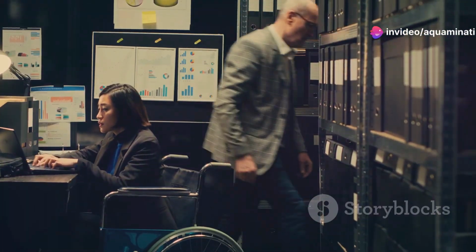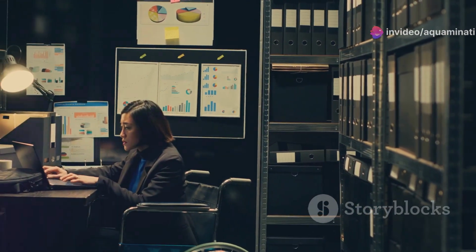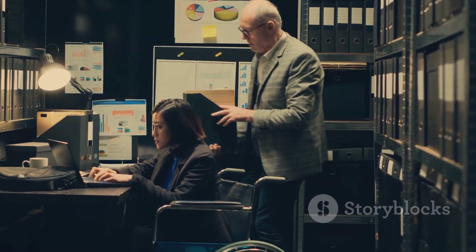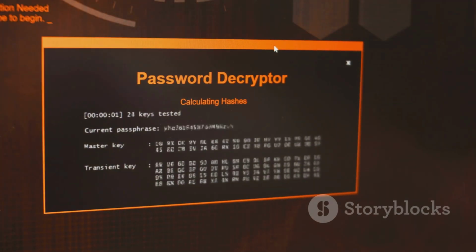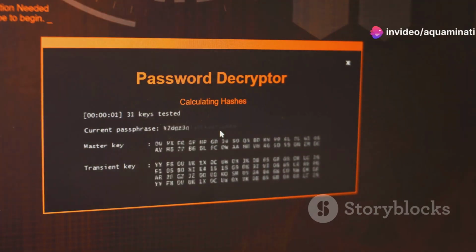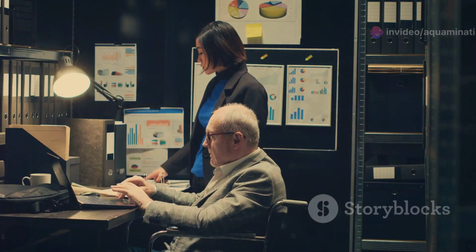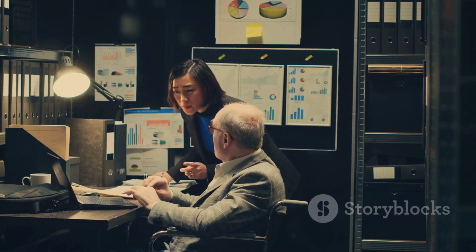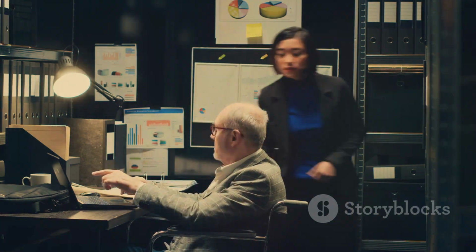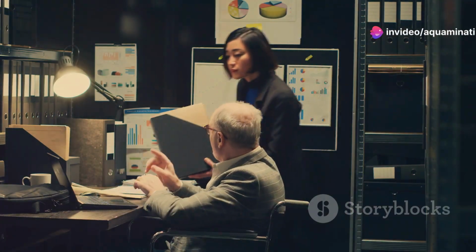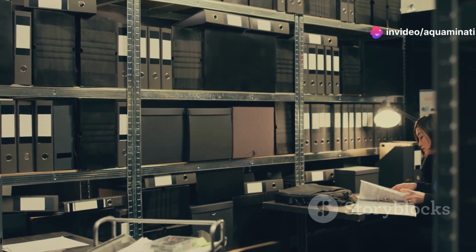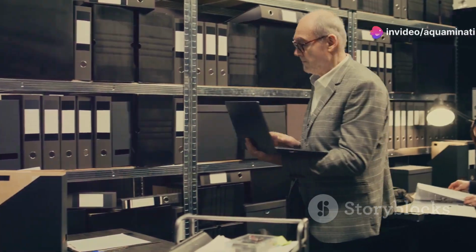The prevalence of encryption in today's digital landscape presents a significant challenge for digital forensic investigators. When faced with encrypted evidence, investigators must employ specialized techniques and tools to attempt to decrypt the data and gain access to its contents. However, the process of decrypting evidence is not always straightforward and can be time-consuming, resource-intensive, and, in some cases, impossible. One approach to handling encrypted evidence is to seek out the encryption key.